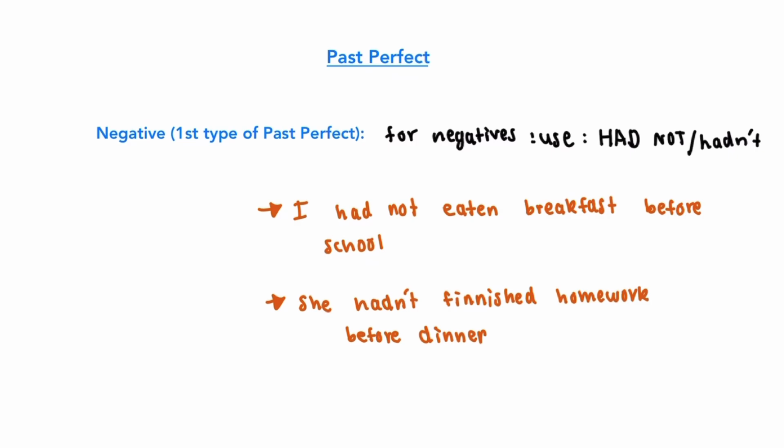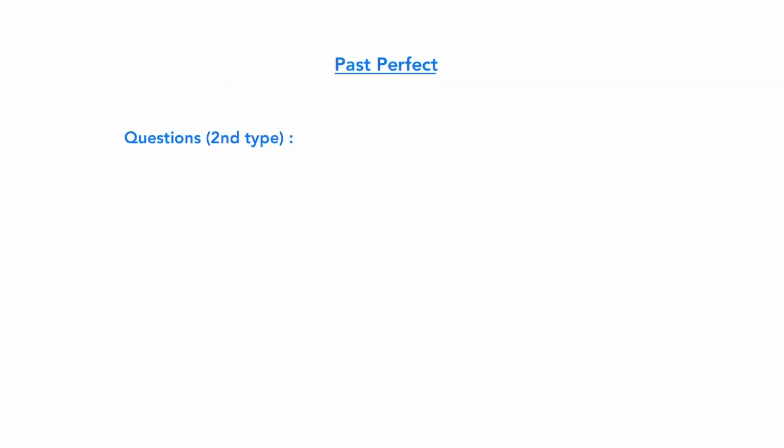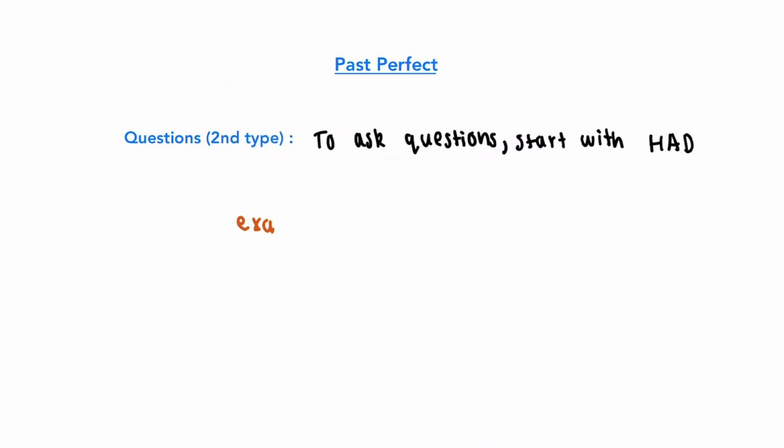Okay. The second type of past perfect sentence can be a question type, okay? So it's quite simple. Question means when you ask questions, right? So basically you're asking questions in the sentence. So always end with a question mark. To ask questions, start with the word had, okay? Always remember had. So an example is, had you eaten breakfast before school?